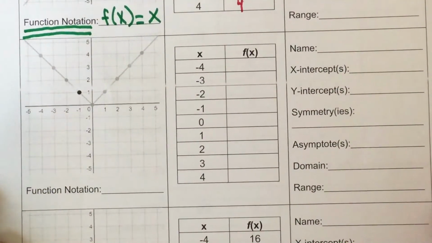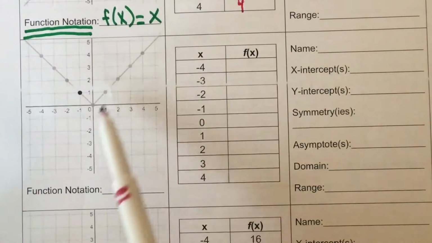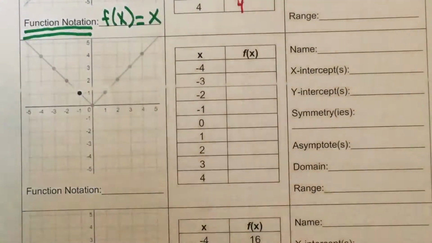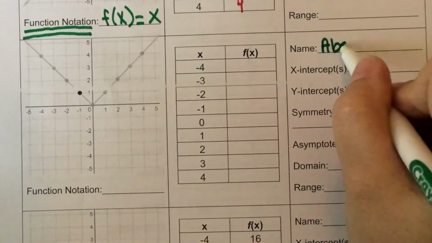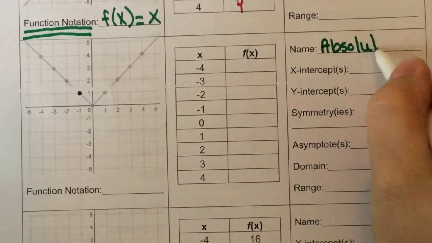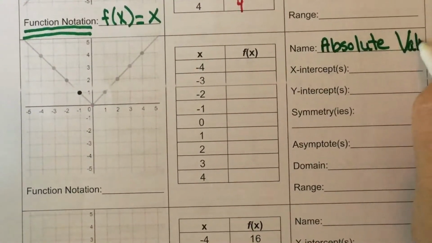All right, so you need to know what this is called. This is our V-shaped graph, and the V is absolute value. See the V in the word value?